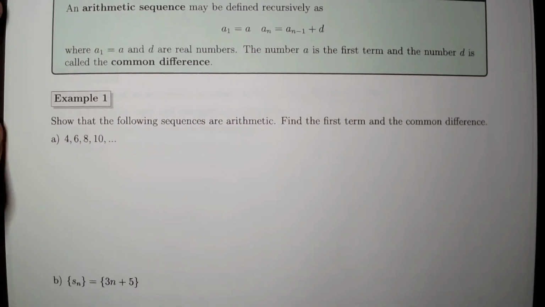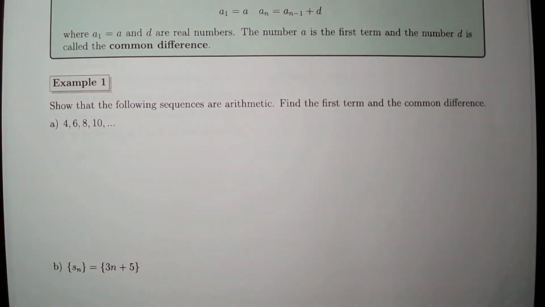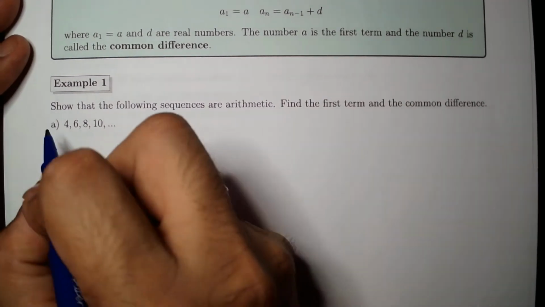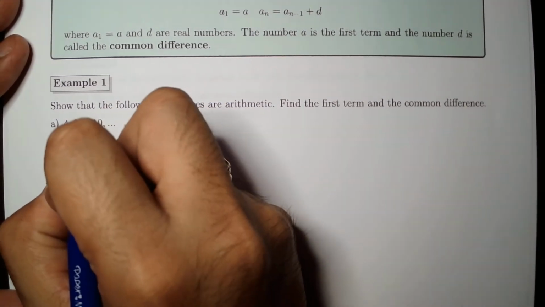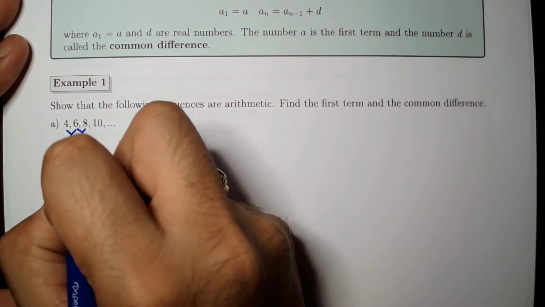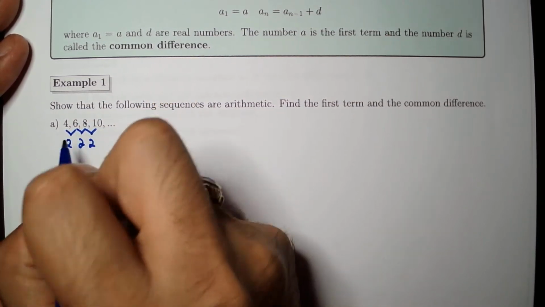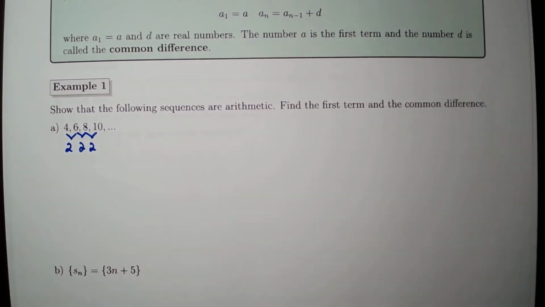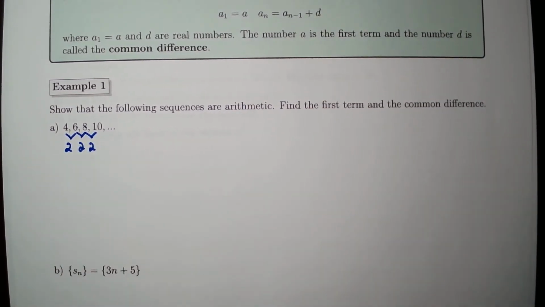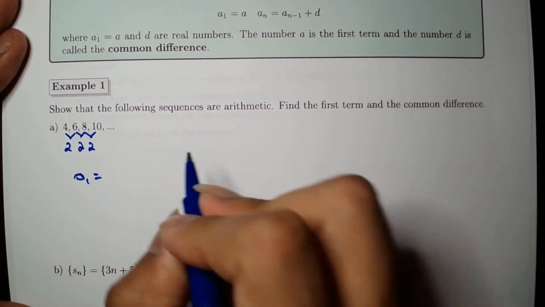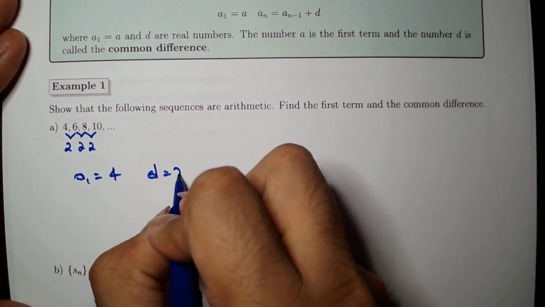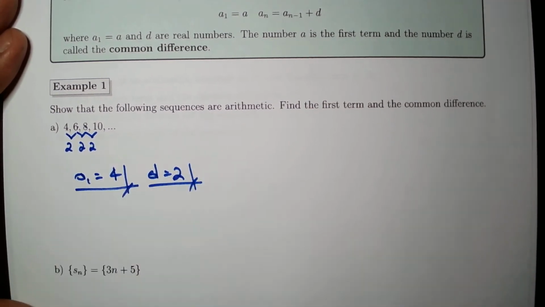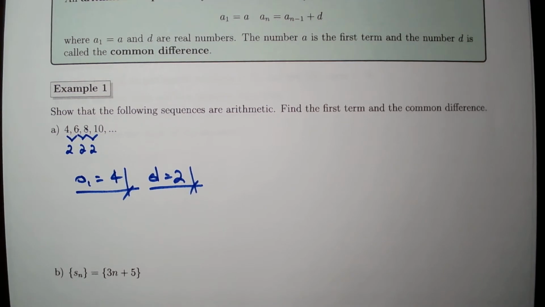So for example, how can we tell that we have an arithmetic sequence? Subtract 6 minus 4. That's going to give us 2. Subtract 8 minus 6. That's 2. 10 minus 8, that's 2. If you notice, we have the same difference for every single term. So in this case, the first term, a sub 1, is 4, and the common difference is 2. Those are the two elements that we look for in an arithmetic sequence.